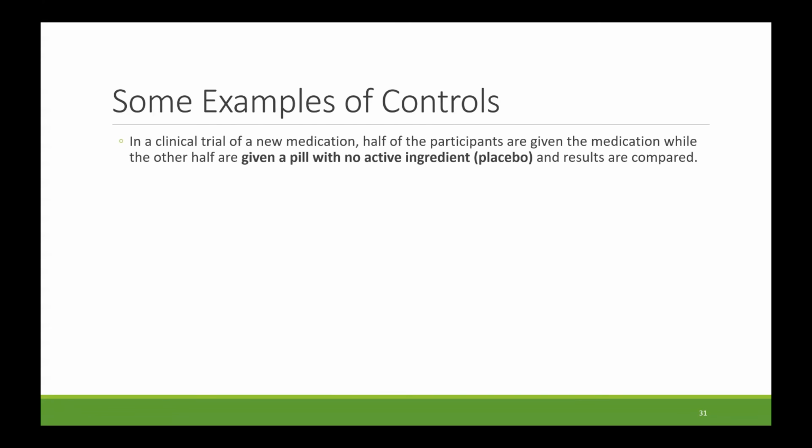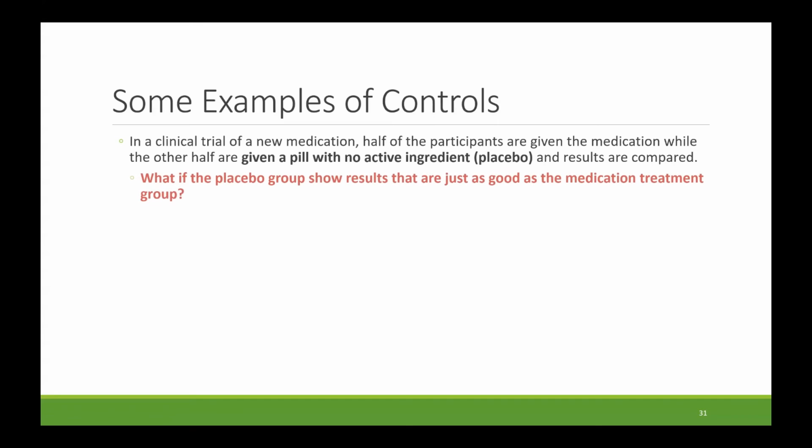So let's say in a clinical trial of a new medication, half of the participants are given the medication, while the other half are given a pill that contains no active ingredient called a placebo, and the results of the two groups are compared. And this is important because there is a psychological component to medicine where if people merely think that they are taking something that will help them, then their symptoms can improve. So it's important to distinguish the psychological component from the true medical component by including a control group.